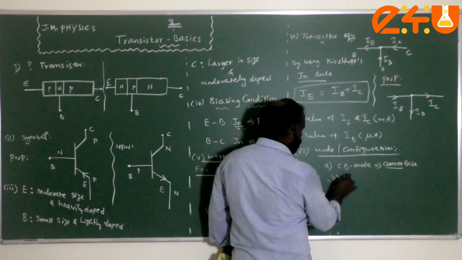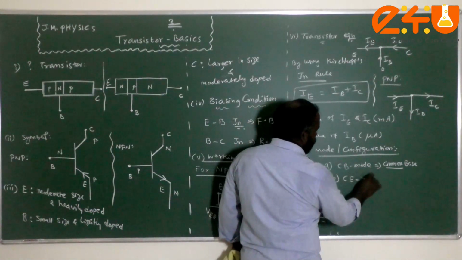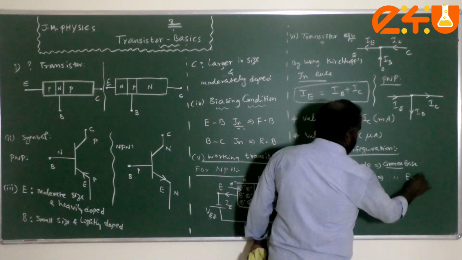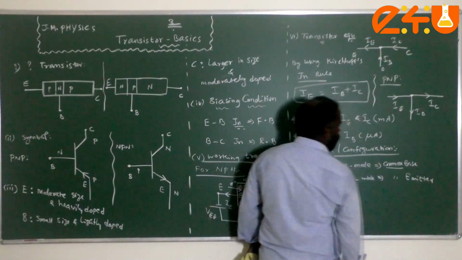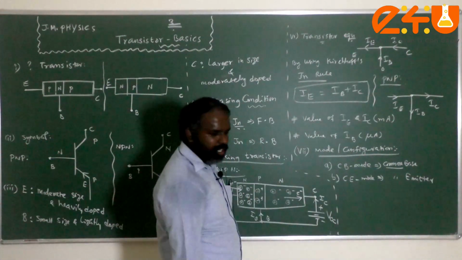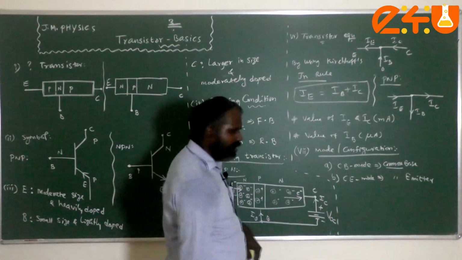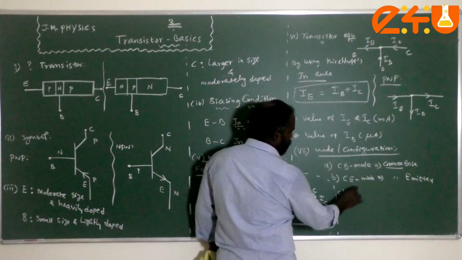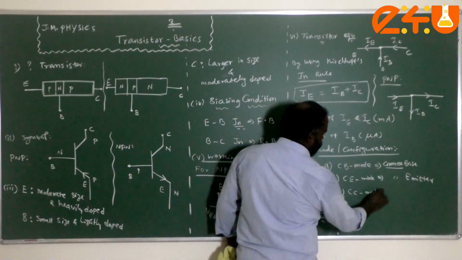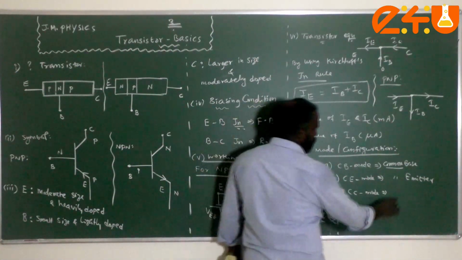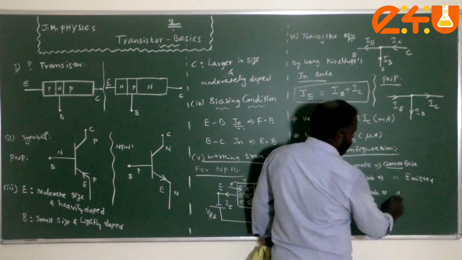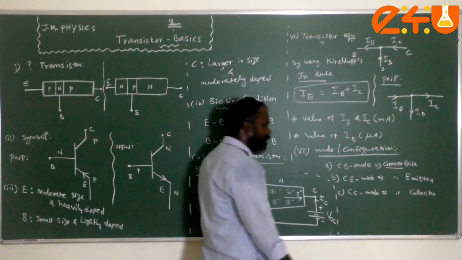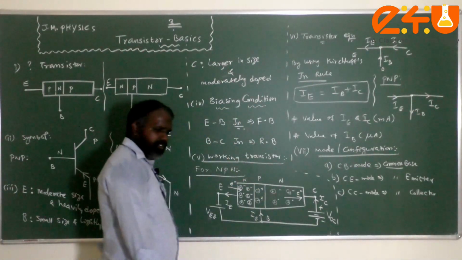Okay, now the second one is CE mode. Obviously we know that is common emitter. That is, the emitter terminal is common for both the input and output part. That we are going to discuss as another topic. So now we just know that CC mode, that means common collector. That is, the collector terminal is common for both input and output part of the given circuit.